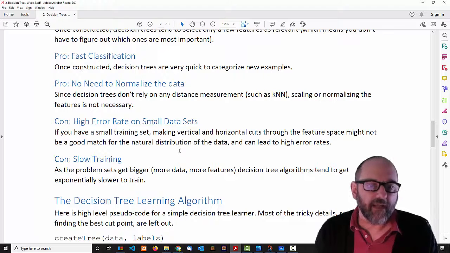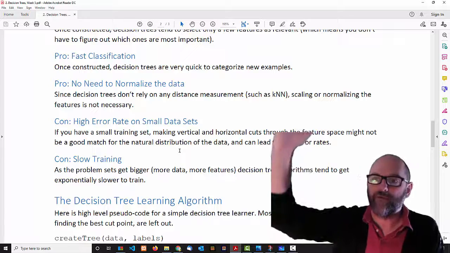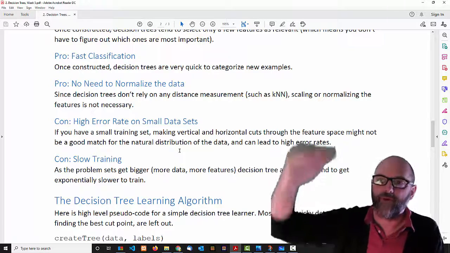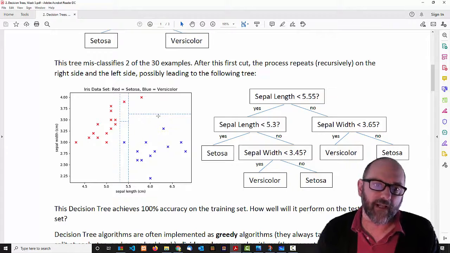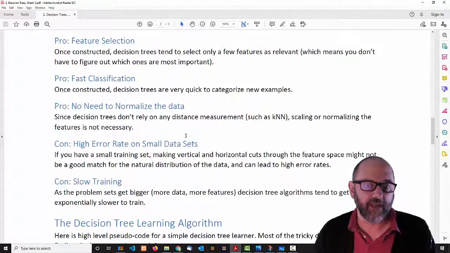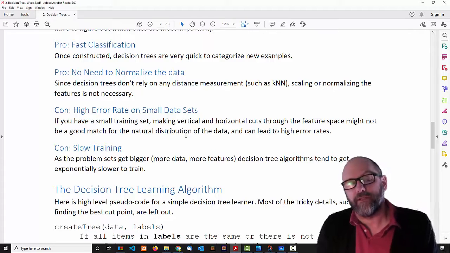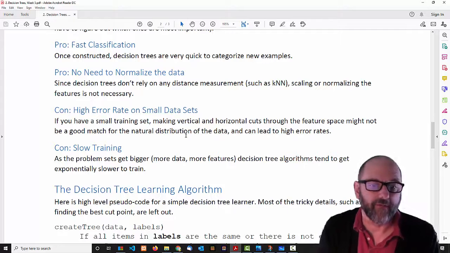Here's a con. You tend to get, on a small training set, like the ones that we were using, places where we had a huge swath of possibilities. So over here, like right here, there's a lot of places I could draw that, and we might want to collect some more data to get a better sense of where the right place to draw this cut line is. So a small data set is going to work against you in decision trees. You're going to get a higher error rate, and it's also going to be slow for training. So it gets exponentially slower to train as the data sets get bigger, more data, more features.